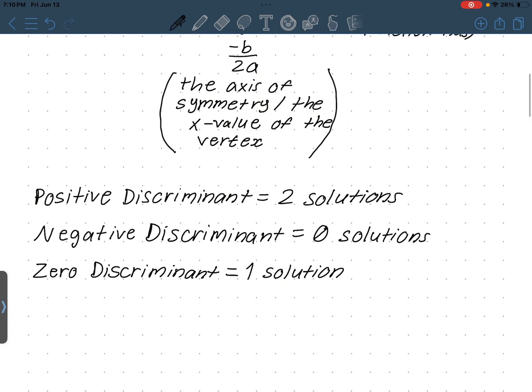Now, these are the types of discriminants. The positive discriminant shows that there will be two solutions. The negative discriminant equals 0 solutions, and if the discriminant equals 0, there will be one solution.